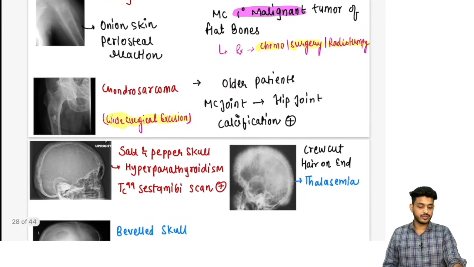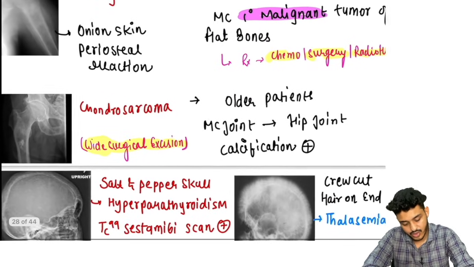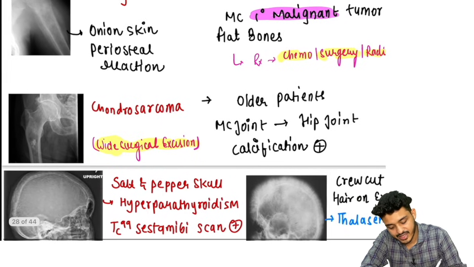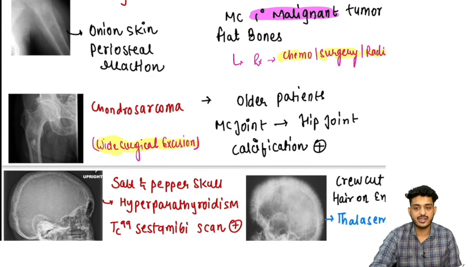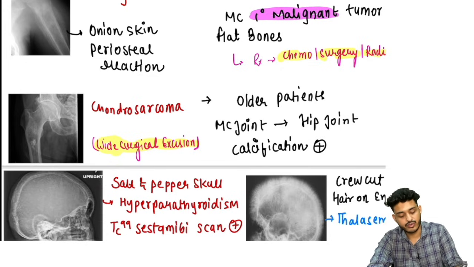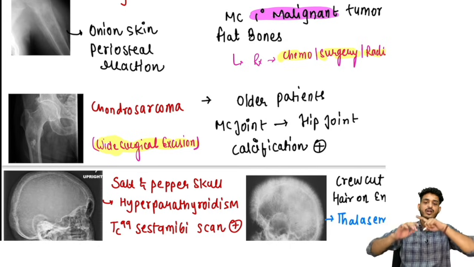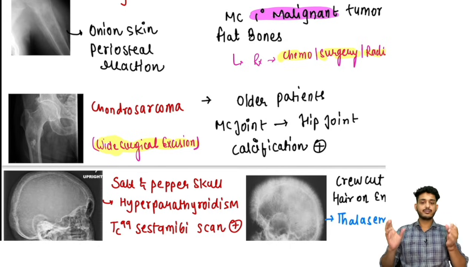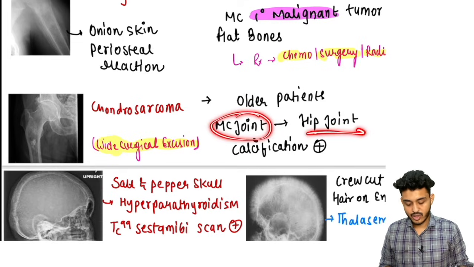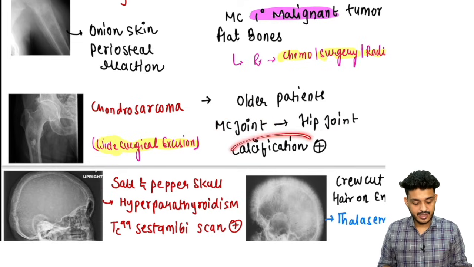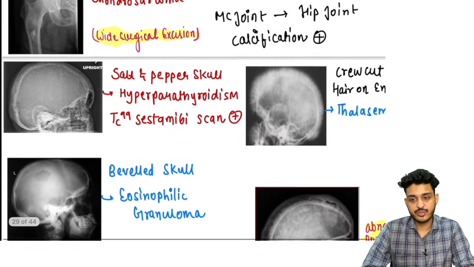The next tumor we are having, beta, is going to be your chondrosarcoma. Chondrosarcoma is generally seen in the older patient, right? And here you need to go for wide surgical excision. You need to curette the area, cut the area, and take the margins also. Most common joint involved is going to be your hip joint, and here you will be having positive calcification, right?